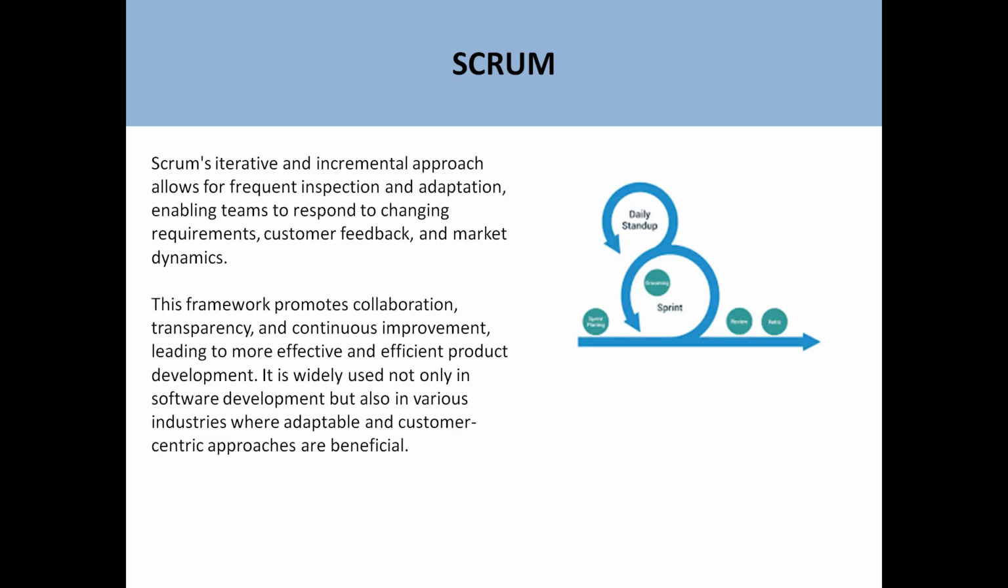So basically Scrum is an iterative, incremental approach for frequent inspection and adaptation, enabling teams to respond to changing requirements, customer feedback, and market dynamics as well. Scrum promotes collaboration, transparency, and continuous improvement, and more effective and efficient product development. It is widely used all over the world, and many organizations are now moving towards the Scrum framework due to its flexibility, adaptability, and inclination towards customer feedback and adding value to the customer as well. So that is why Scrum nowadays is very popular.